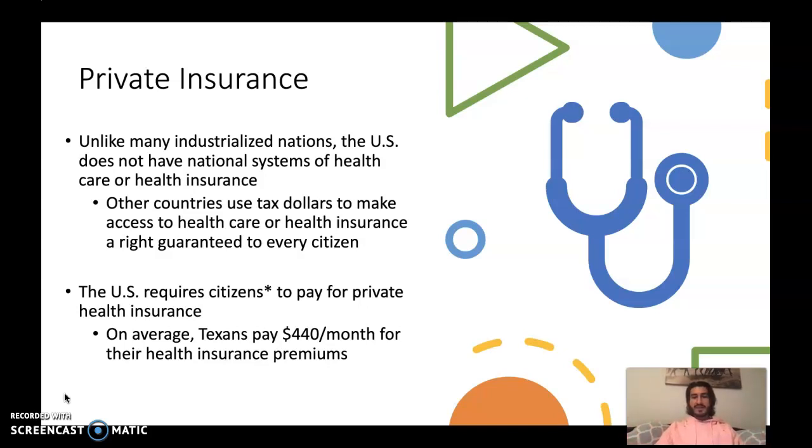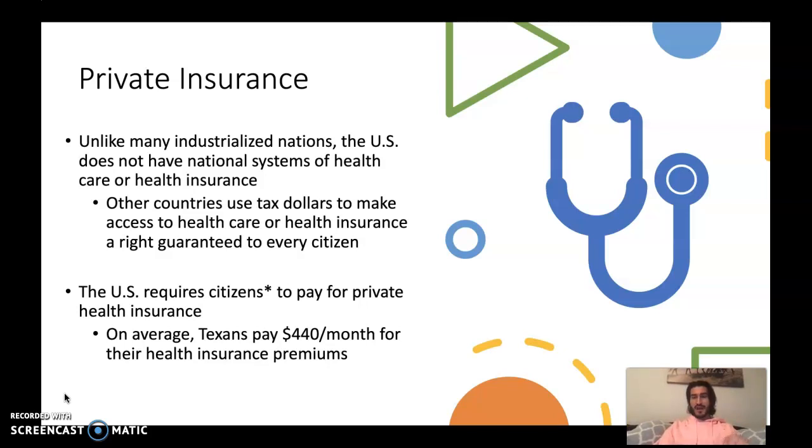The U.S. requires citizens to pay for private health insurance. I put a little asterisk by that because, like I said, if you're over 65, we do have a public health coverage system called Medicare, and we also have Medicaid, which is designed to provide health coverage for people living in poverty. But everyone else, all other adults between the ages of 18 and 65, have to pay for private health insurance out of pocket. On average, Texans pay $444 a month for their health insurance premiums, and that's just the cost for the premium that you pay a month.